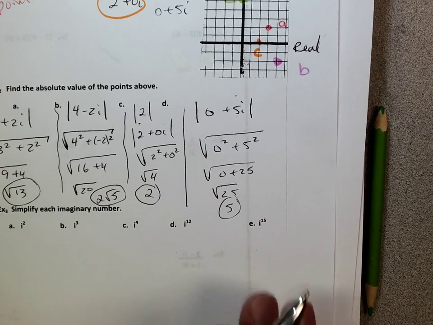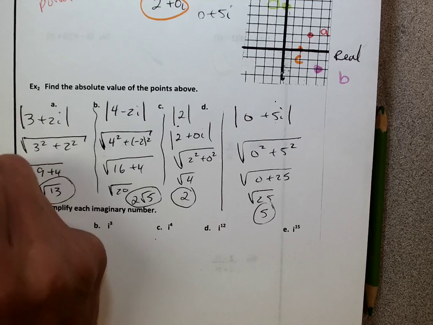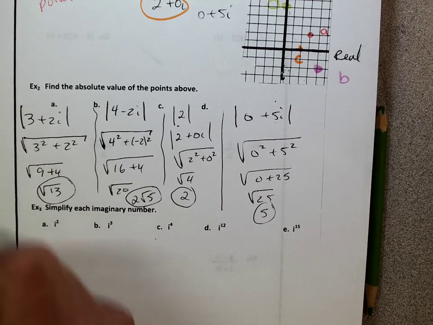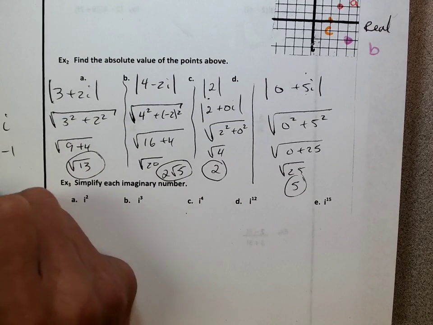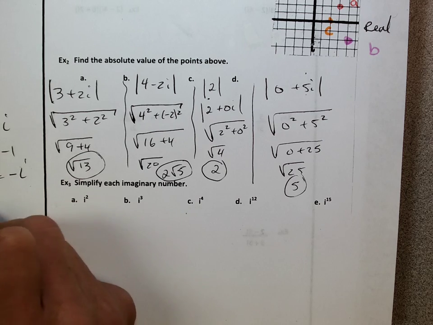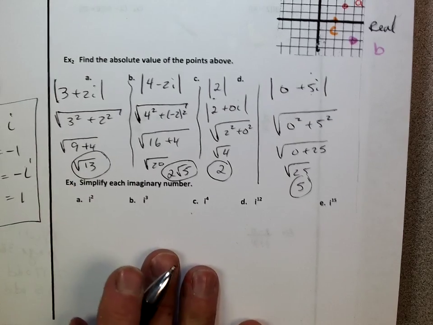Alright, now, on A, B, C, on example 3, I want to at least write these things down. I want to write that i is equal to just i. Just keep i as i. i squared is negative 1. i cubed is negative i. And i to the 4th is 1. Okay, that's my little key for doing these, right?